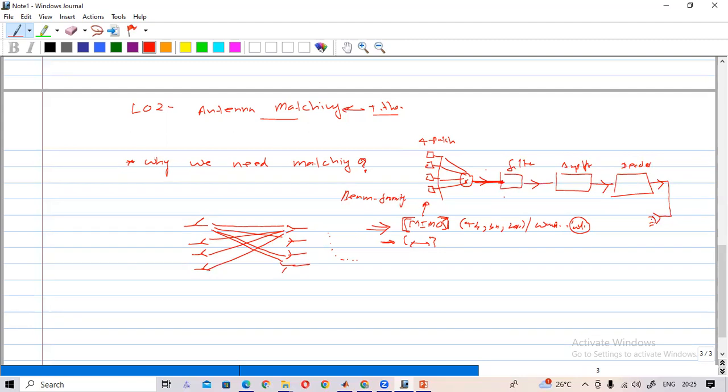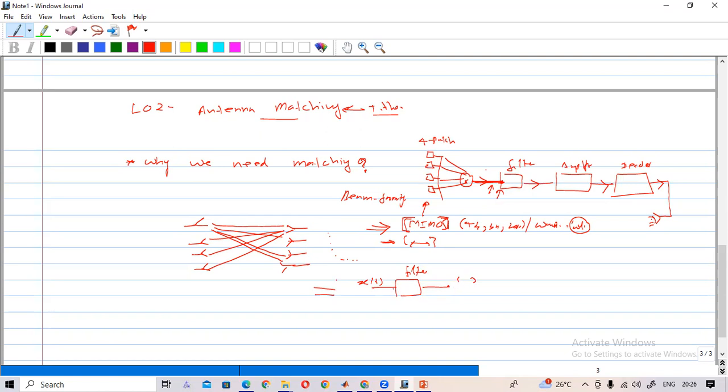So why do we need matching? Actually, signal is transferred from one section to another section. For example, let's say your signal is fed to a filter or amplifier. Then there is an output filtered signal. So your signal is fed to the filter, then you get the output signal, the filtered signal here.